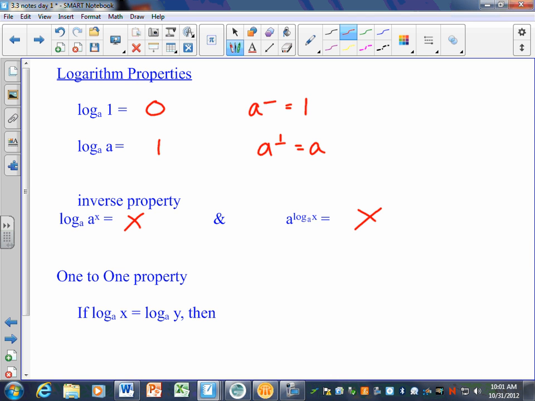And the last of these properties is if you have two logs with the same base equal to each other, they're the same base and they equal each other, then that means these have to be equal to each other too. That's the only way that could be true. And again, those all come in handy when we're solving these equations later on.